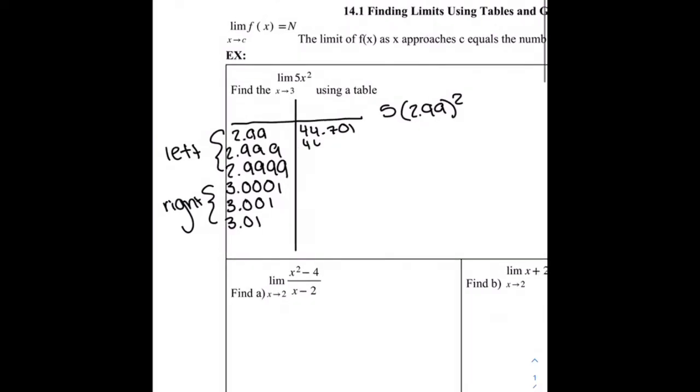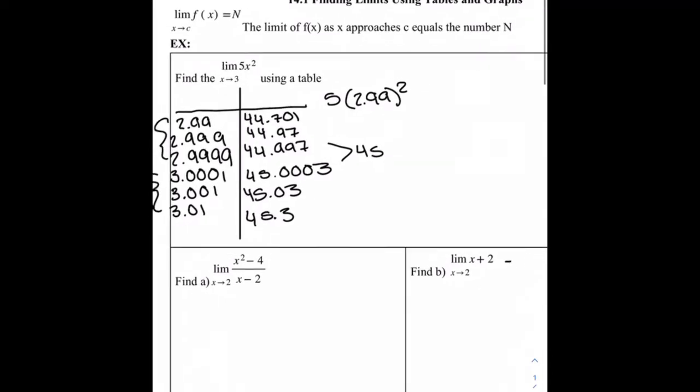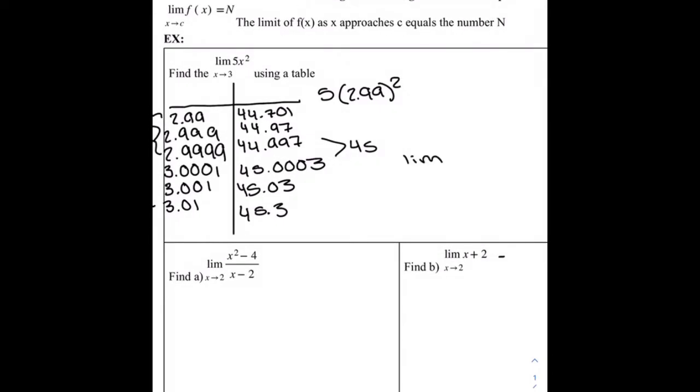So 44.97, 44.997, 45.0003, 45.03, and 45.3. Now we're looking between the left and the right. As we come up from the left and from the right, we're approaching the number 45. So the limit as x approaches 3 of 5x squared equals 45.